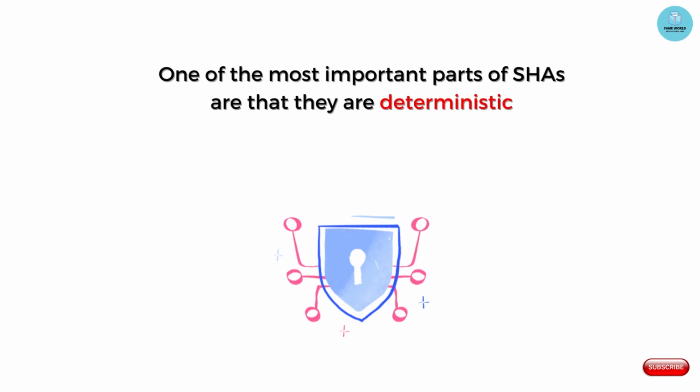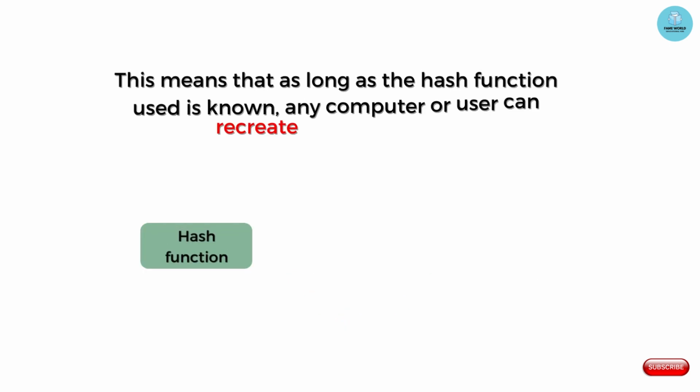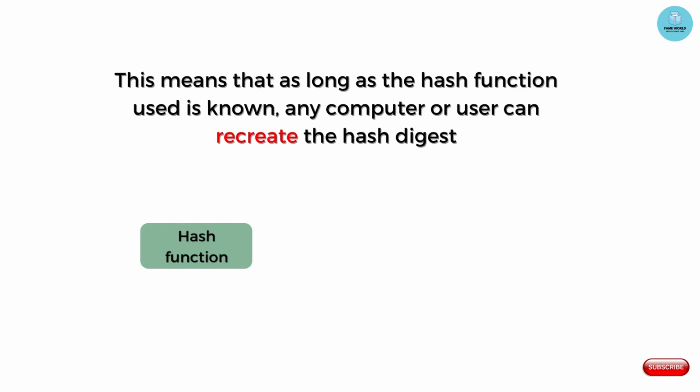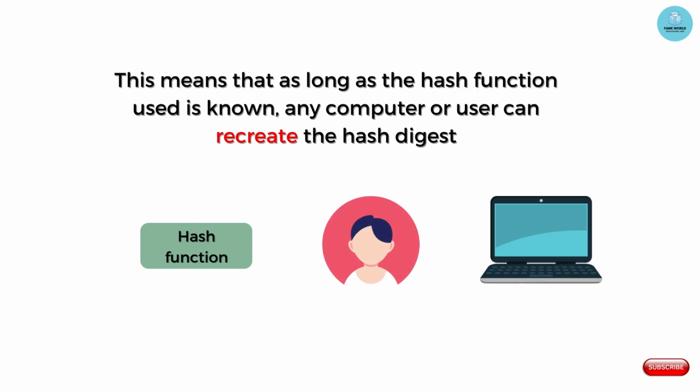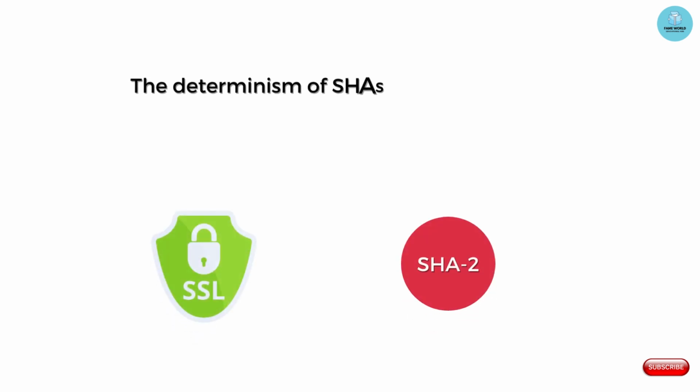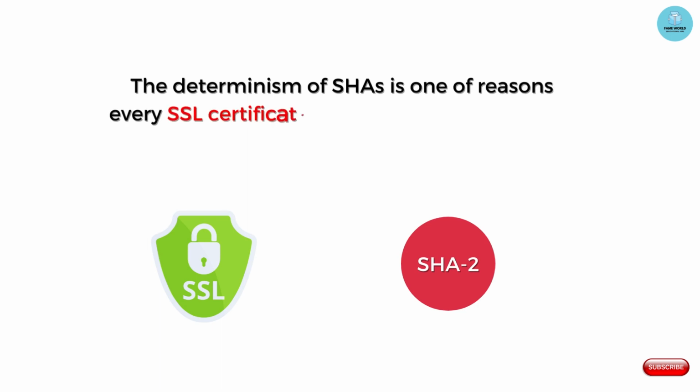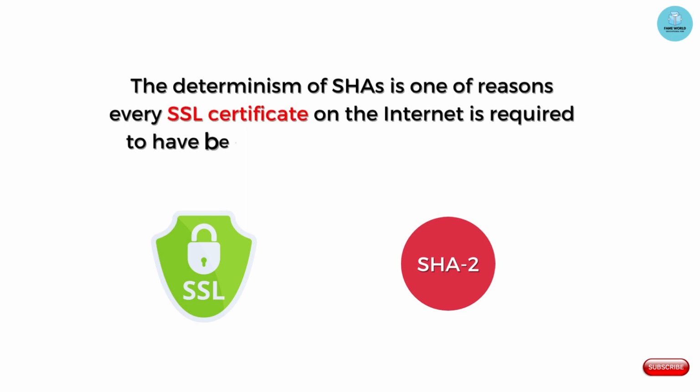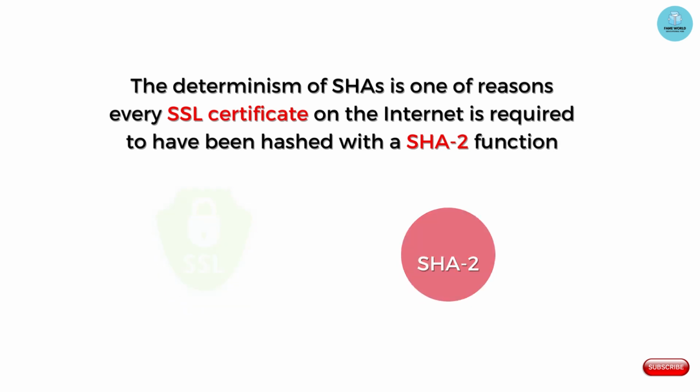One of the most important parts of the SHAs is that they are deterministic. This means that as long as the hash function used is known, any computer or user can recreate the hash digest. The determinism of SHAs is one of the reasons every SSL certificate on the internet is required to have been hashed with a SHA2 function.